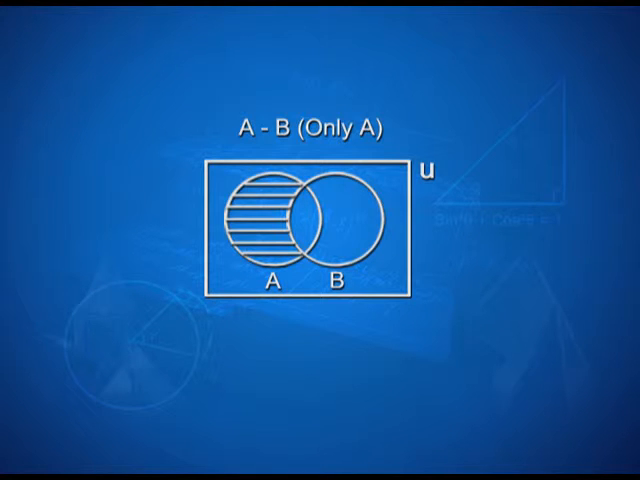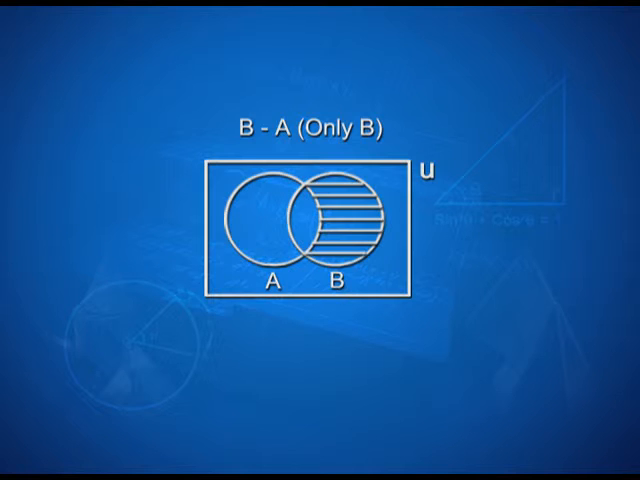Similarly, the difference of two sets B and A in the same order is given as B minus A. So, B minus A will be the set which contains the elements of only B but not A. With the help of Venn diagram, it will be represented like this. This shaded portion represents B minus A, that is, the elements which are a part of set B but not part of set A. Let us discuss the difference of sets in detail with the help of some examples.